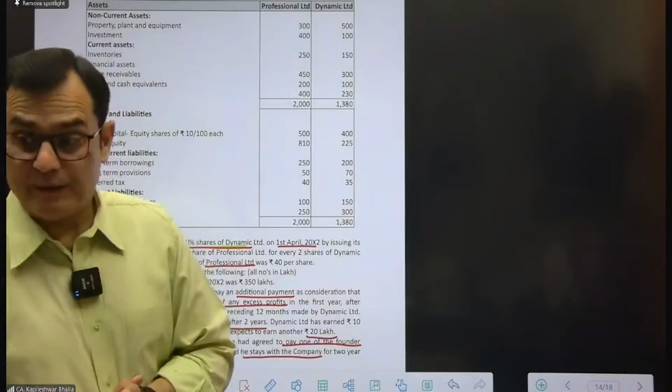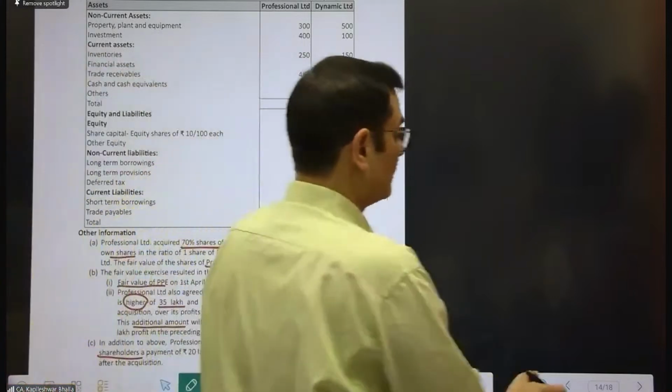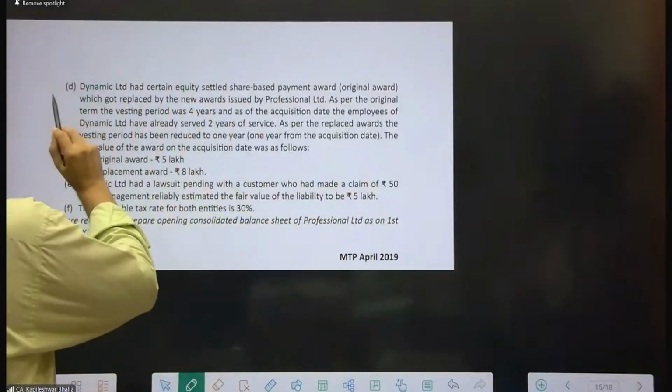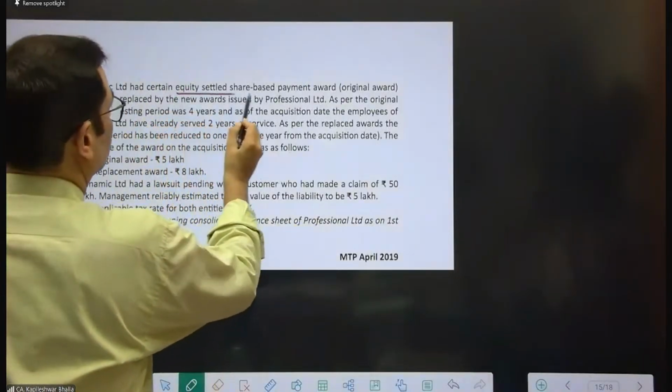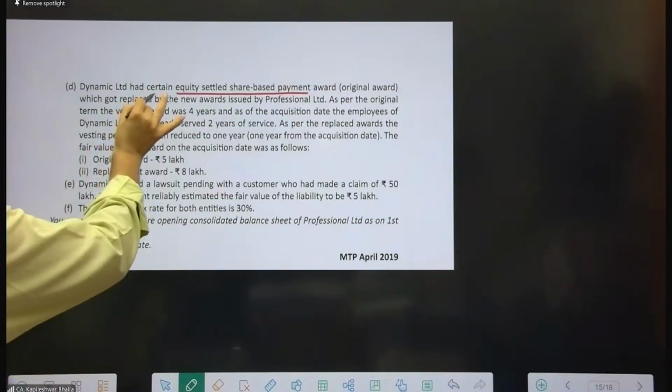CCE. Absolutely correct. It is a CCE because this payment is contingent upon the fact that he stays with the company for the next 2 years. So this is not a part of the PC. Then he says Dynamic has got certain equity settled share based pay. That is original awards which got replaced.